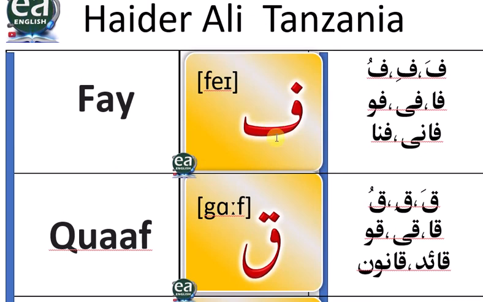Fe, fa, fa, fa. And then fe li fa. Fe ye fi. Fa fe wa fo. Fa fi fo. So how do you write fi? Components of fi. Fe ye, fi. And what is the component of fu? Fe wow.